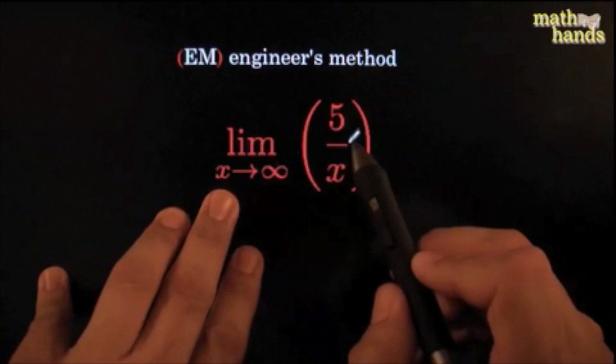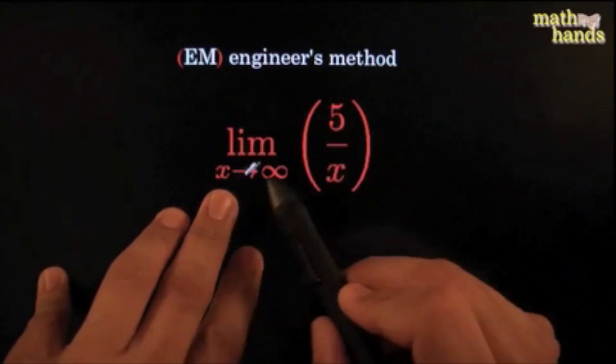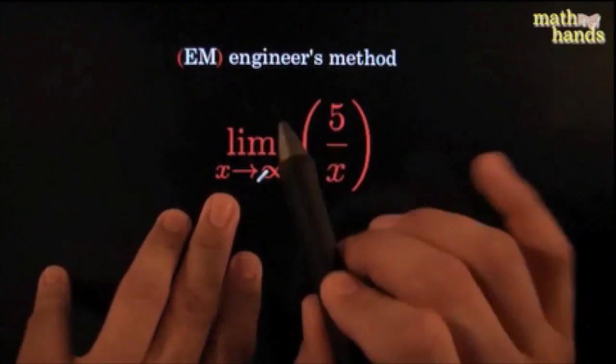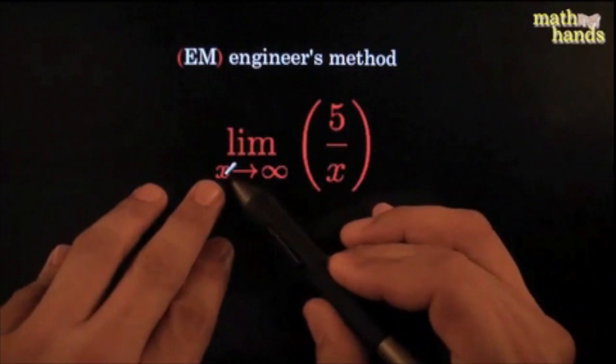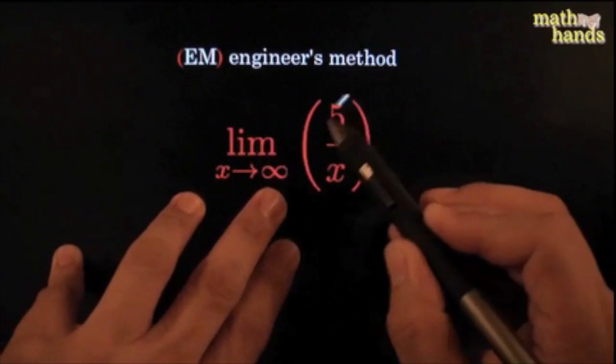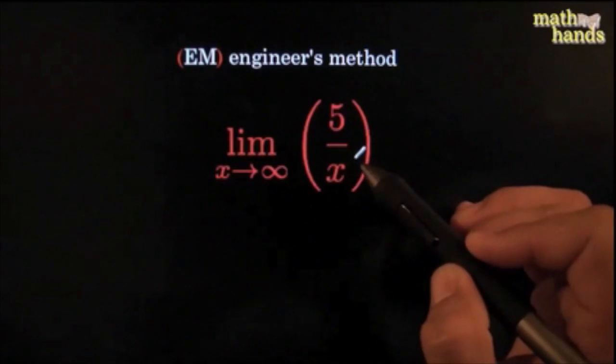Engineer's method says, you know what? If I want to see what happens to this as x goes towards infinity, one approach is just to actually try numbers that seem to be approaching infinity, and then try to make the best prediction for this quantity.